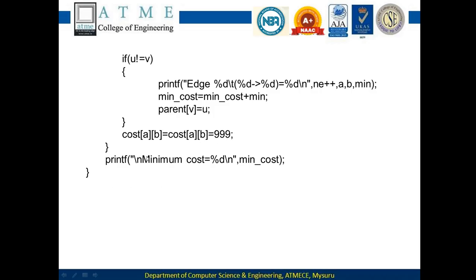Then finally we print the total minimum cost, which was found out here in the mincost, will be printed using printf, minimum cost is equal to mincost.